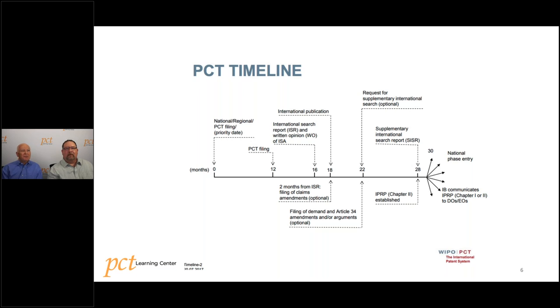What happens after you file a PCT? Well, there's nothing more required of the applicant. Instead, the WIPO kicks into gear. They do a search, they publish, and they give you a written opinion, at least a search report, that relates to the search that they've done. They give you the results of that, they publish your application, and then it's up to you what happens next. But the next date you really care about is the new time limit for entering into what we call the national stages, and that's at 30 months.